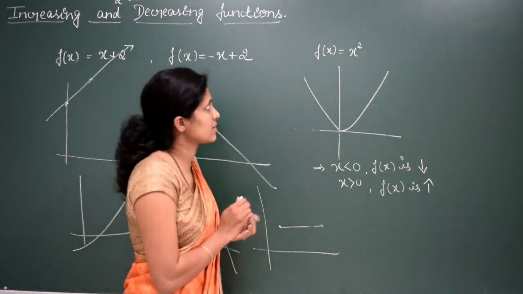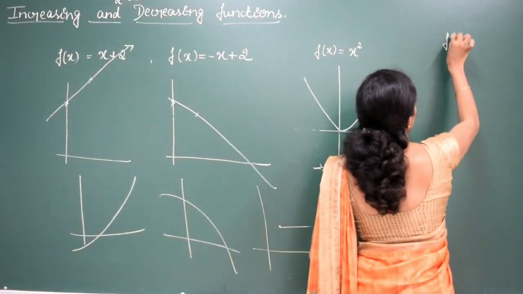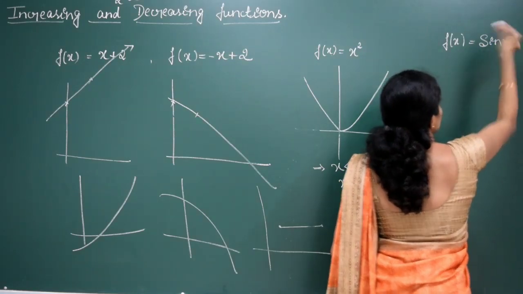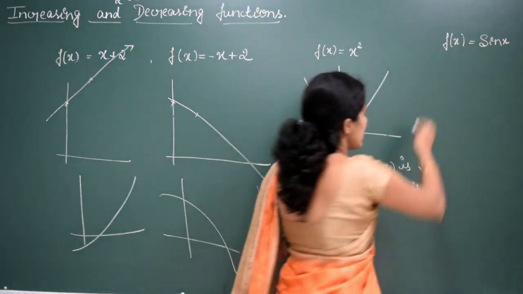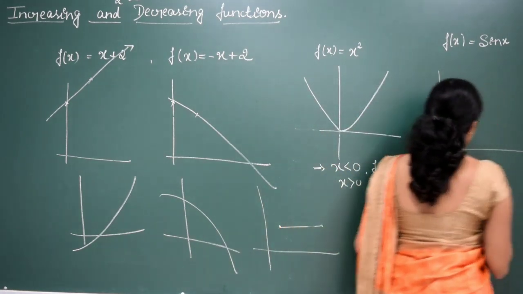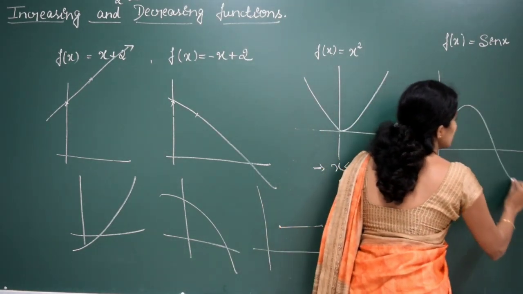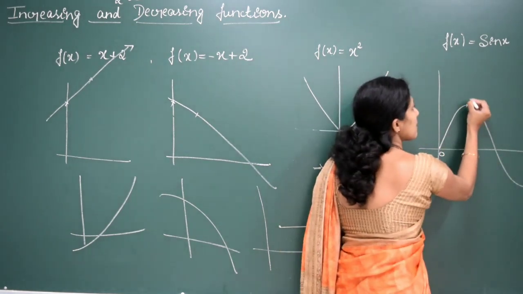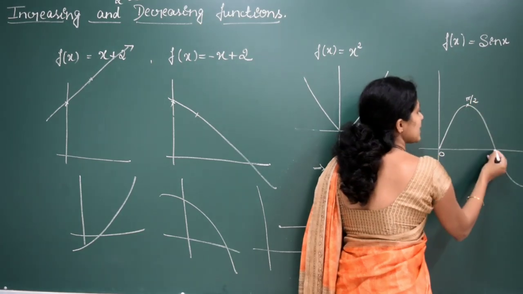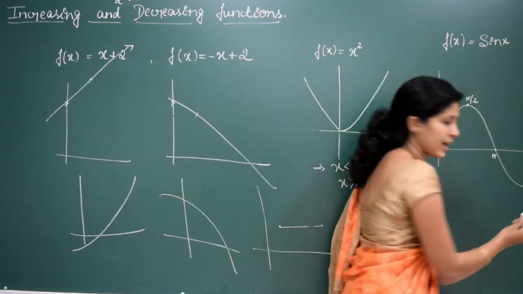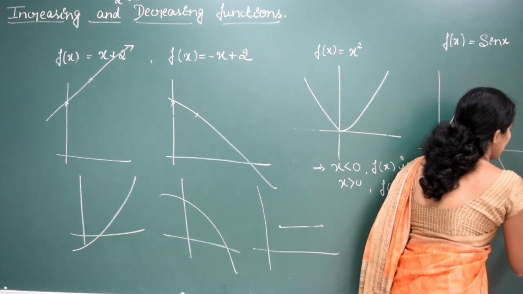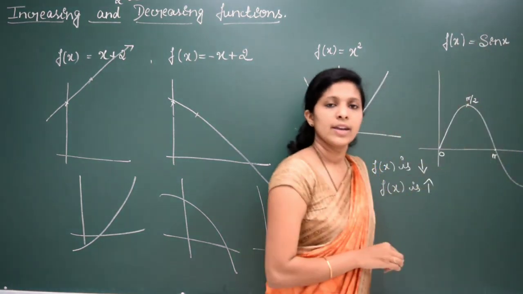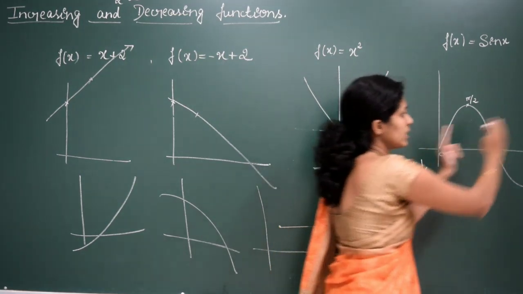Is it clear? We will consider another function. f of x is equal to sin x. You know the graph of the sin x function. We will draw the graph of this function. So it goes like this, right? Now this will be 0, this is pi by 2 and this will be pi. Now this will be 3 pi by 2 and this will be 2 pi and so on. Now here also the graph is there. We will consider only the positive side.